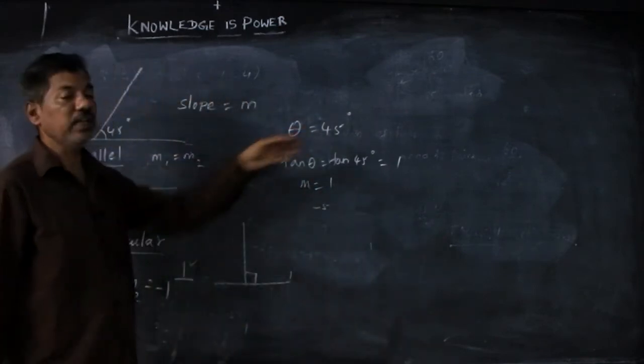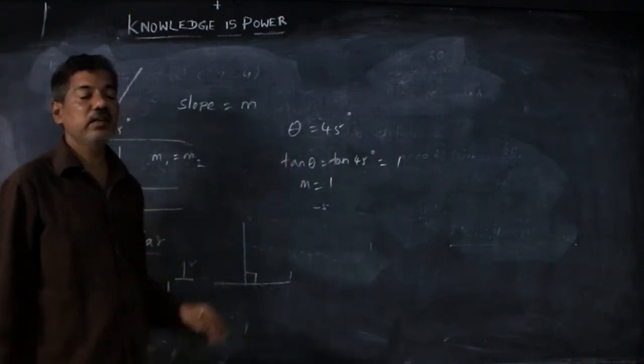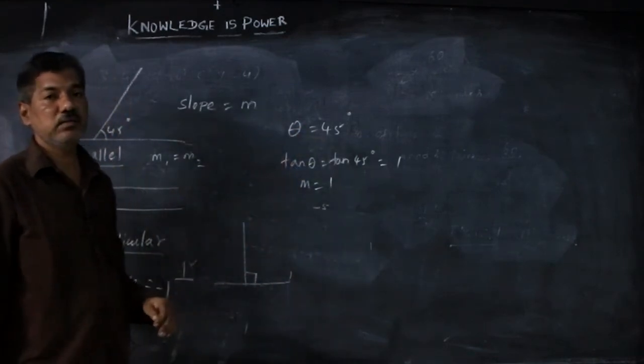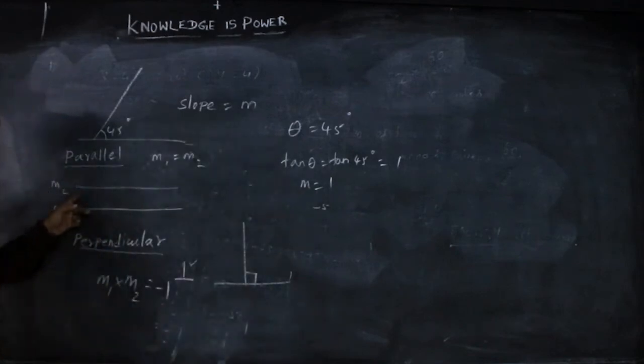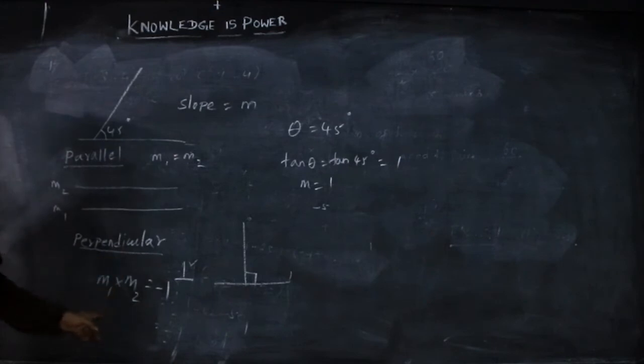When the sum is given like this, find the slope when theta equals 45 degrees. The answer is 1. When the condition is parallel, you have to follow this. When the condition is perpendicular, you have to follow this.